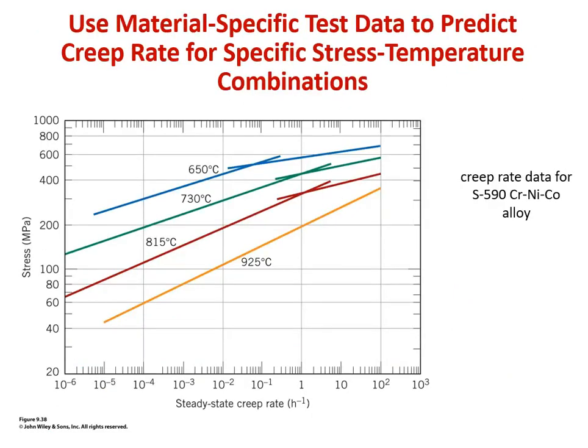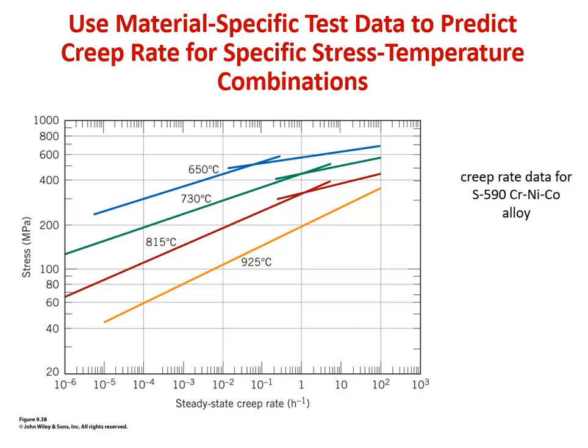Using material-specific test data to predict creep rate. For a given material and temperature, we can thankfully look up creep rate data. There are certain alloys, especially metal alloys, that are designed to be used at high temperature. All of your refractory alloys and a lot of your nickel alloys have extensive creep data because they're intended for those applications. So the people who are selling them, Haynes, International Nickel, etc., will provide quite a bit of that data in order to induce you to use their alloys.